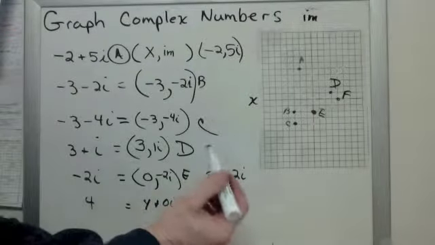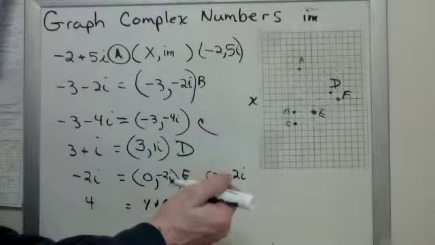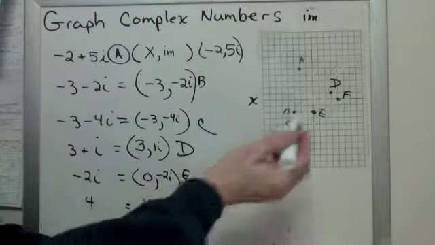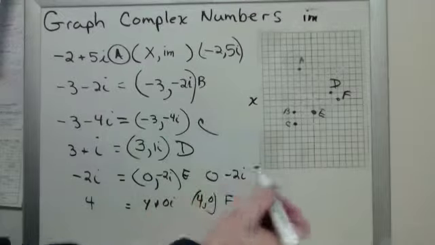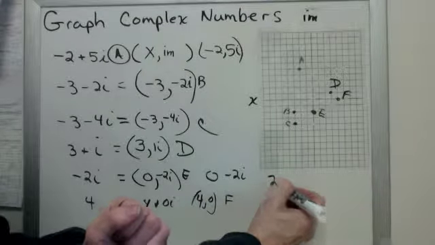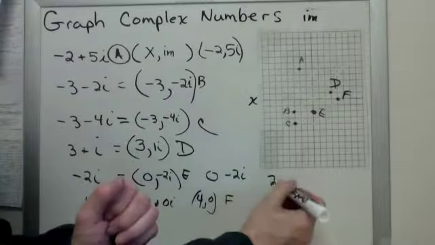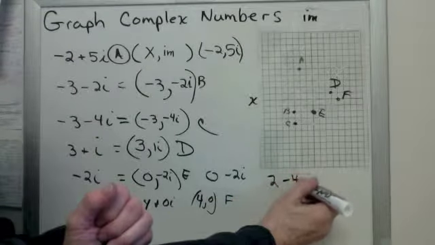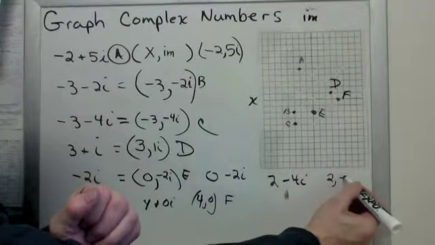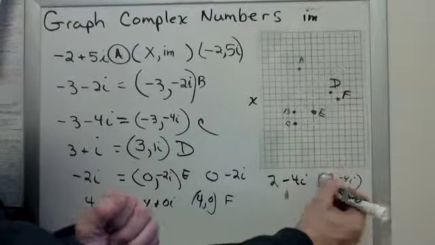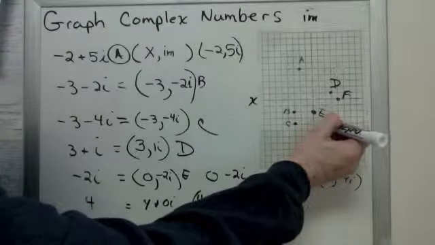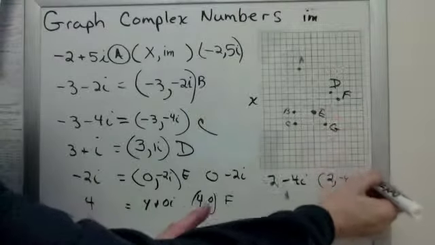So there we have graphing on the complex plane. I didn't do one that came out in the 4th quadrant, did I? You want me to do one of those? How about 2 minus 4i? Where would that be? Well, it would be 2 on the x-axis and -4 on the imaginary axis, right? So over 2, down 4. 1, 2, 3, 4. Point G, we'll call that G.